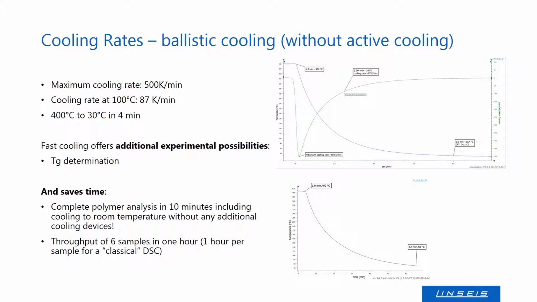For instance, TG or glass transition determination can be done much better because sometimes fast cooling is crucial for determination of glass transitions. And it also saves a lot of time. A complete polymer analysis can be done in just 10 minutes, including the cooling back to room temperature, without any need for any additional devices. This allows a throughput of up to 6 samples in only 1 hour, compared to only 1 sample per hour in a classical DSC, where you can see the cooling curve on the other scheme here.